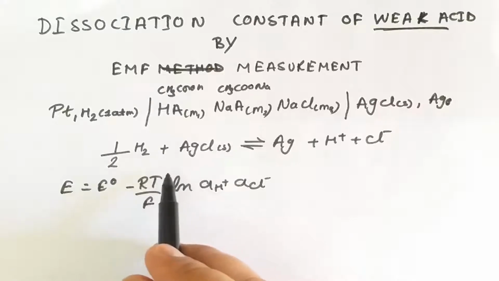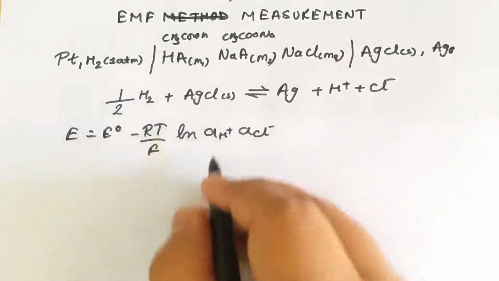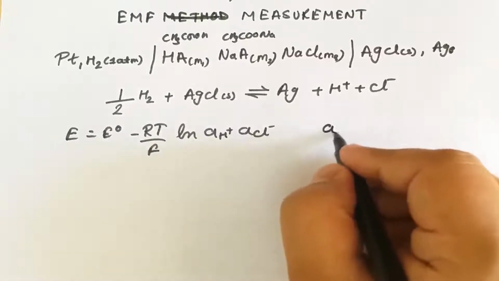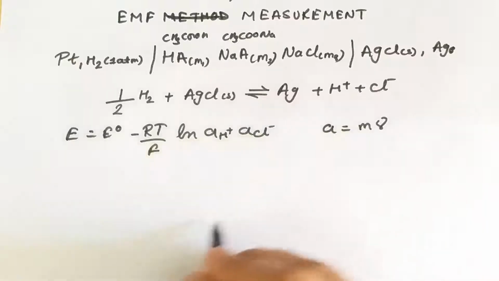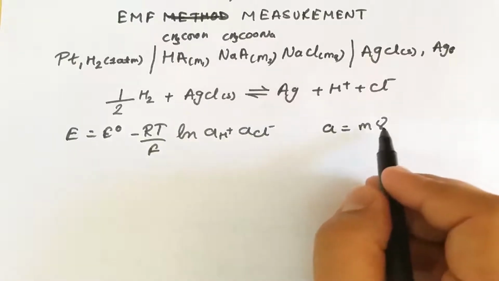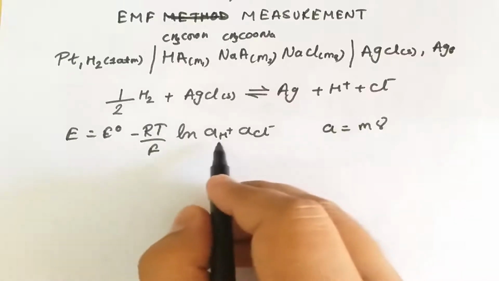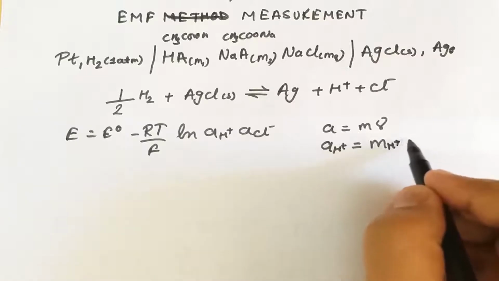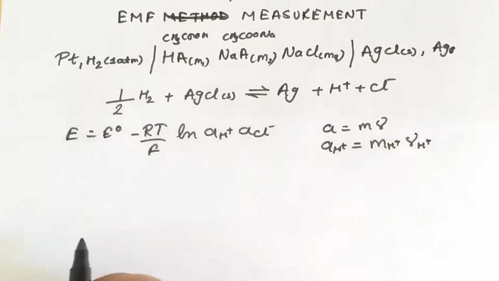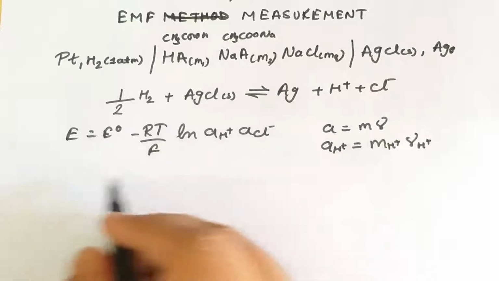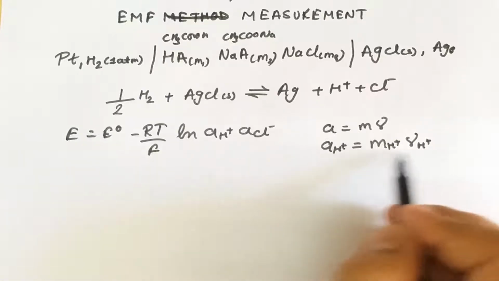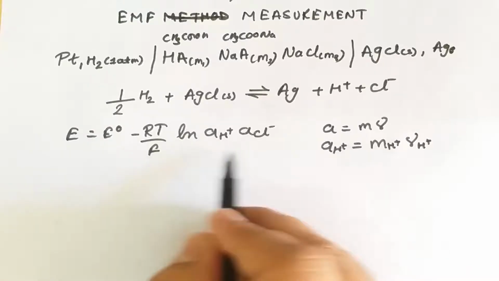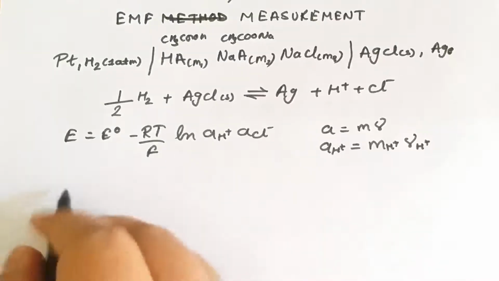So this will be the EMF of the cell, where E0 is the standard EMF of the hydrogen and silver chloride cell. Now further we know that activity can be represented in terms of concentration by using the activity coefficient gamma. So activity a, I can write as activity is equal to m into gamma, where gamma is our activity coefficient. Similarly for the activity of H plus, I can write m of H plus into gamma of H plus, and similarly for Cl minus also. So I will substitute the concentration terms in this representation, and the molarity terms I will take one side and the activity coefficient terms I will take the other side.